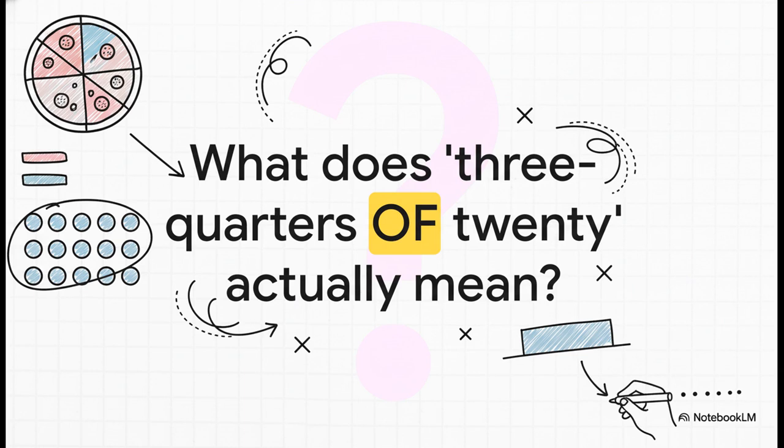All right, let's dive right in with a problem you've probably seen a bunch of times. Something like, what is 3/4 of 20? Now, the whole secret to cracking this thing wide open is that tiny little word in the middle, "of." So what's it really doing there?